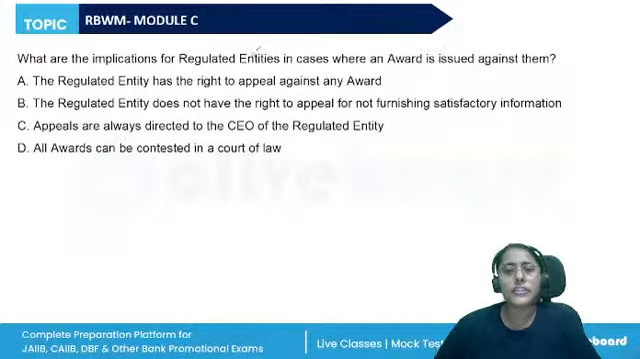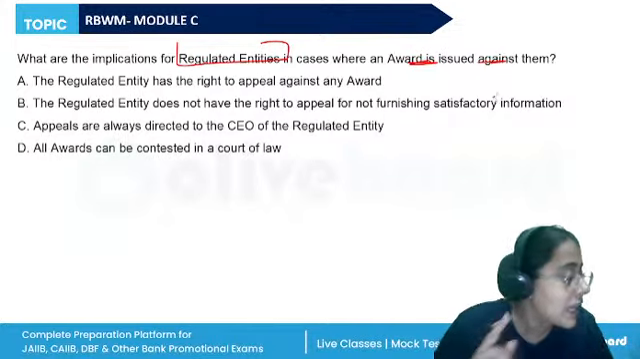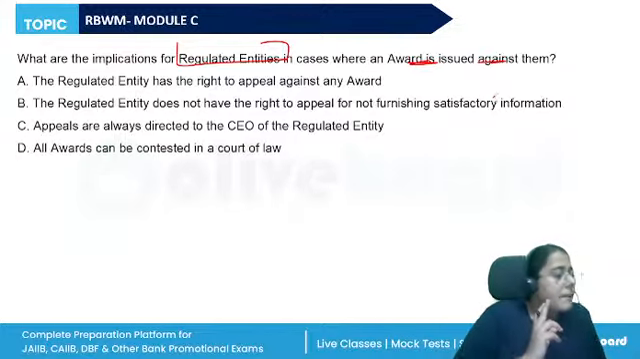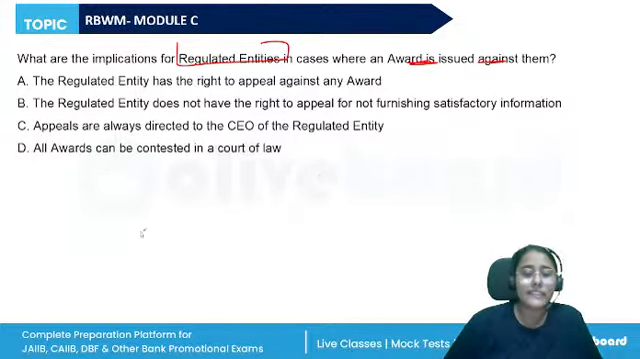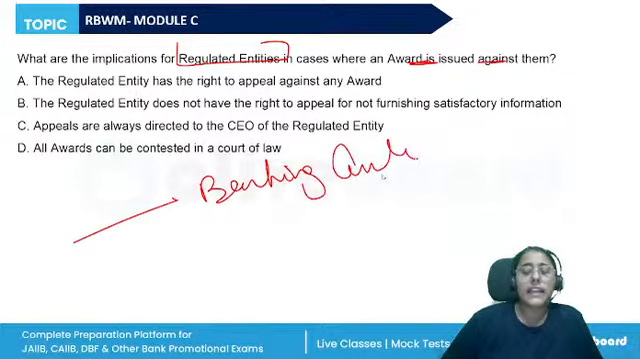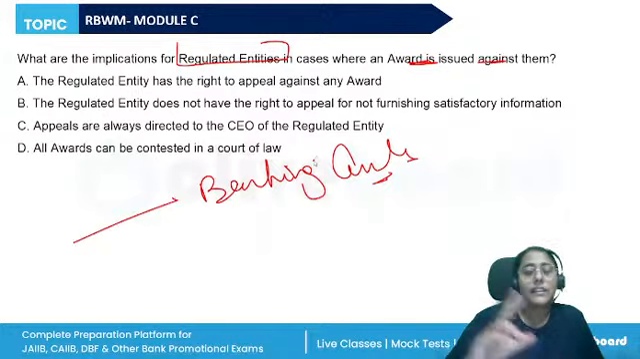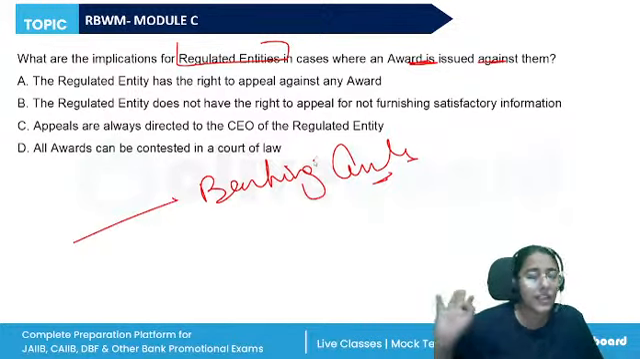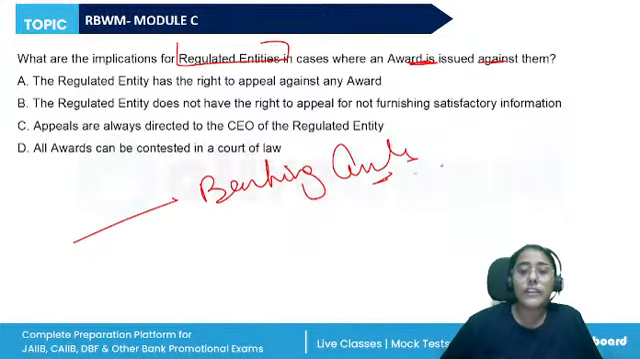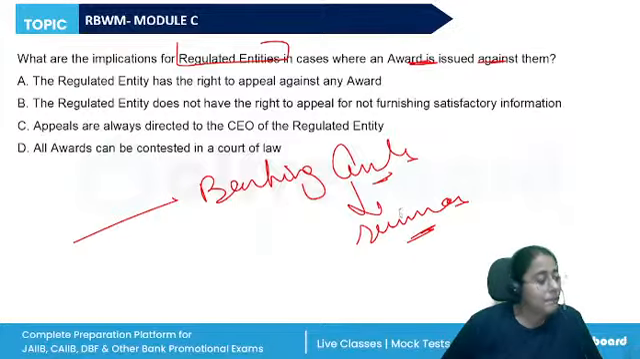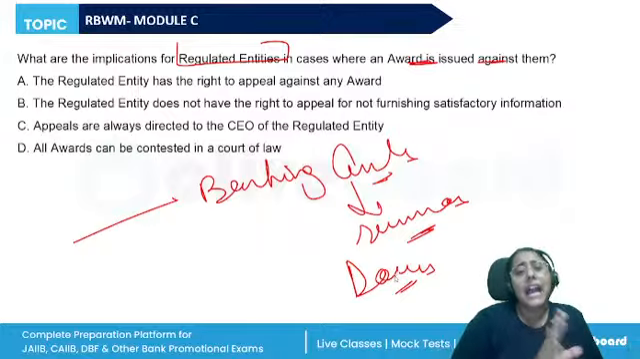What are the implications for the regulated entities in case where the award is issued against them? Now, if the customer's complaint is not resolved within 30 days, they can take it to the banking ombudsman. Either they can make the complaint online through the website, or an email or handwritten complaint letter can be sent to the CRPC address, Chandigarh, right? What will the ombudsman do? They will issue summons. They will direct the bank to produce documents so that their side can be heard.